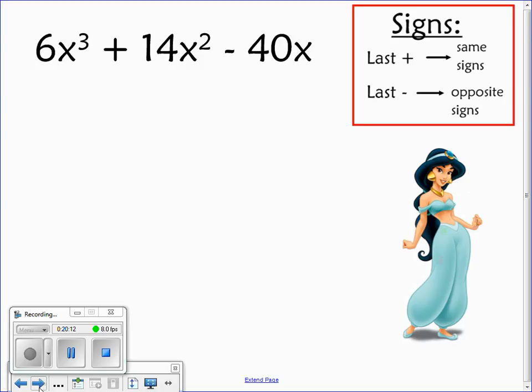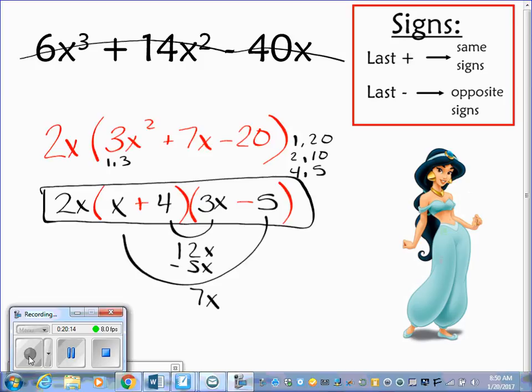All right, guys, let's try this one on your own. There we go. There's the answer. Okay, so that was the last one on that section, right?